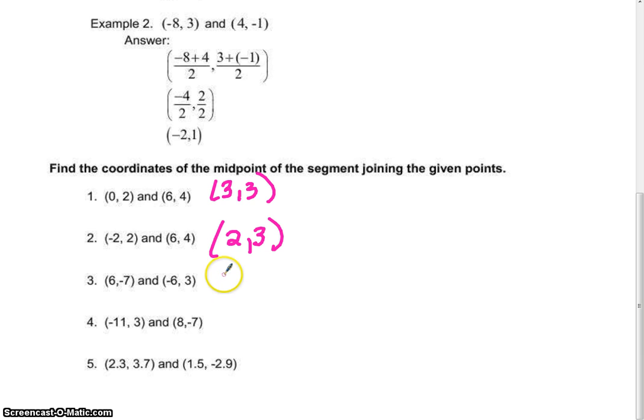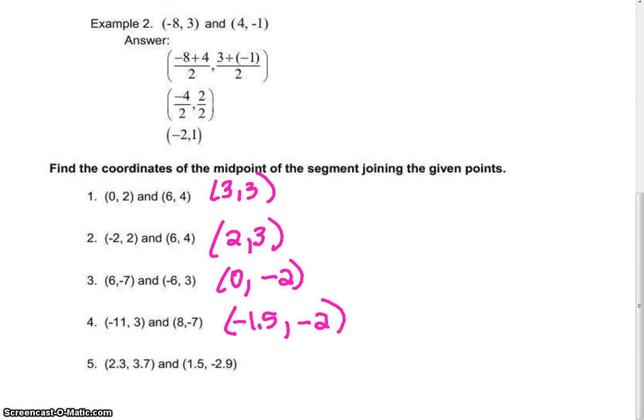6 plus negative 6 is actually going to be 0, divided by 2 is still 0. Negative 7 plus 3 is negative 4, divided by 2 is negative 2. Negative 11 plus 8 is negative 3, divided by 2 is negative 1.5. 3 plus negative 7 is negative 4, divided by 2 is negative 2.